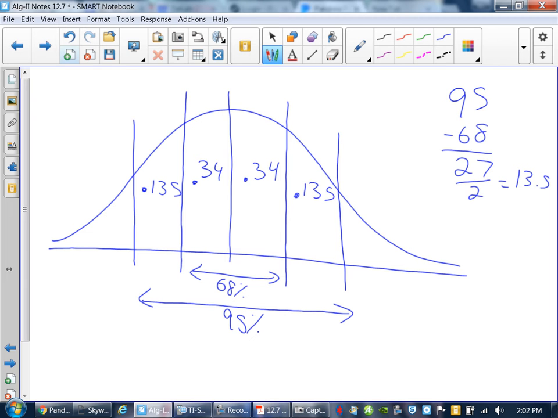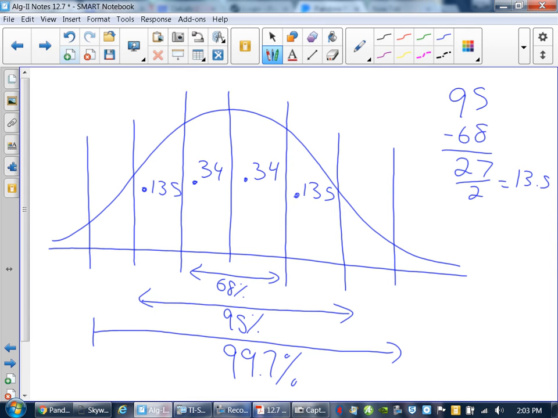Now, I do the exact same thing again for 3 standard deviations. Within 3 standard deviations is 99.7% of all data. Well, take 99.7, subtract 95, and I'm left with 4.7. I cut that in half, and I get 2.35, I believe. But remember, I'm going to move that 2 decimal places over because I'm talking about points, okay?